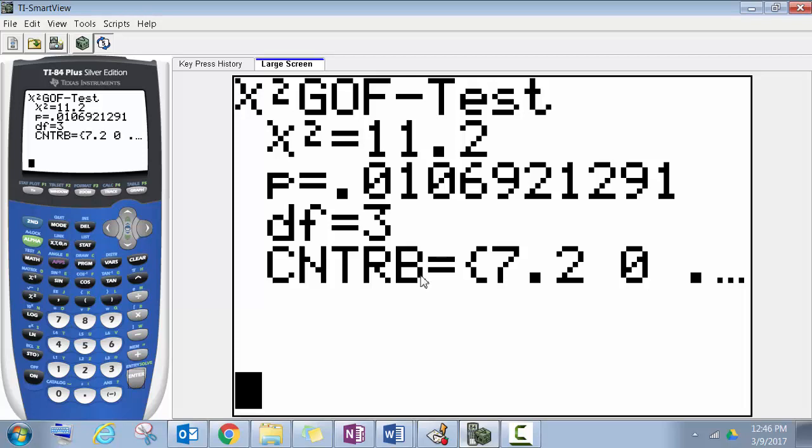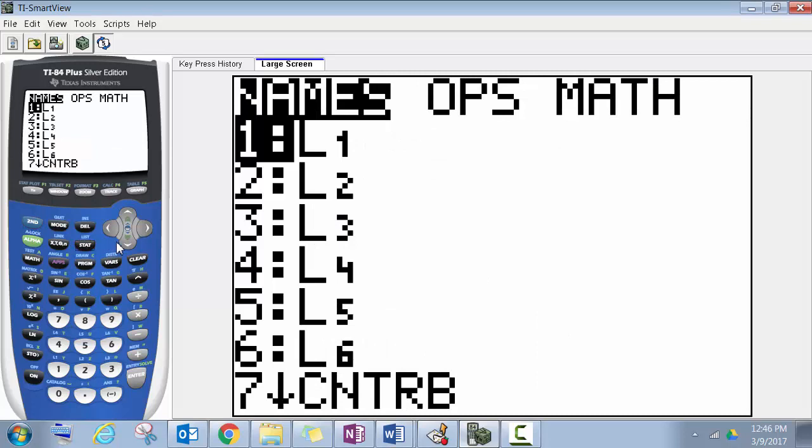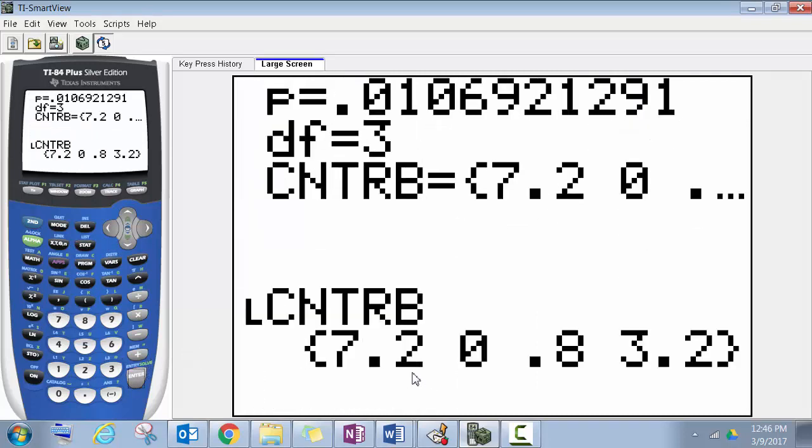Our contributions tells us which ones made us fail. The higher the number, the more likely it made us fail. To get that, you go to list, and it's under number 7. Hit enter, you can see the first group was 7.2, second one was 0, third was 0.8, last was 3.2. So 7.2, the first 3 months, was the one that really caused us to reject and have a very low p-value.